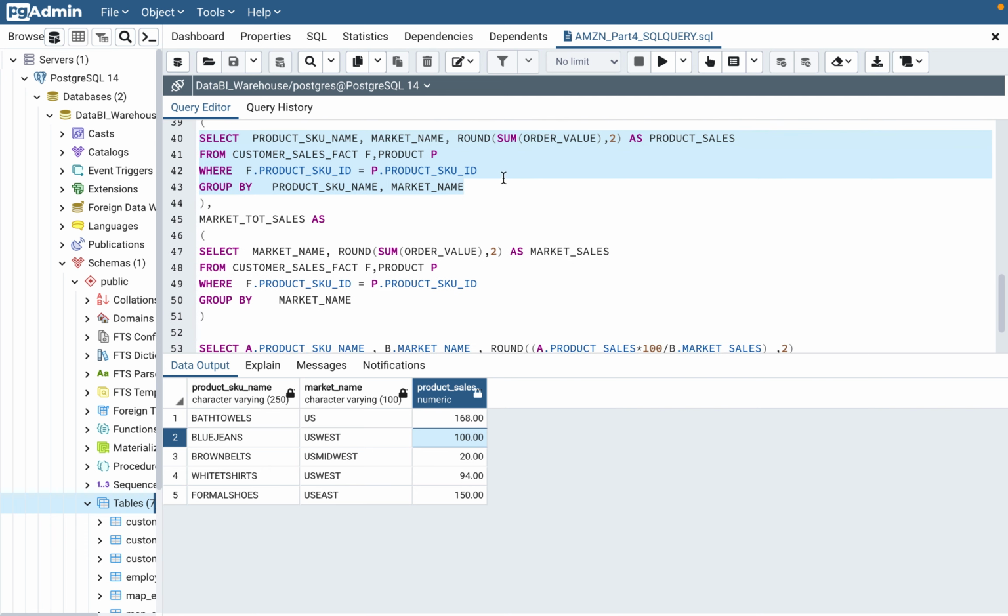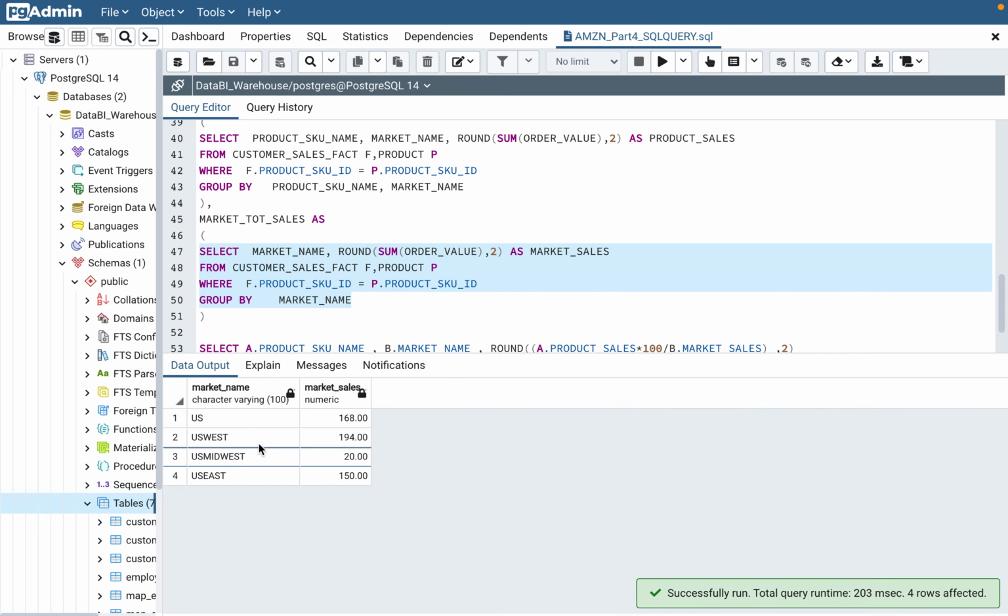So that's why I put it as a round 2. Okay, the next one is, we need to get the total sales of the market, right? So if you see here, it's a group by market because we have to get the sales at the market level only. If you put product here, the query is going to remain the same, which we don't want. We want the sales at the market level. So only put market and then group by market, correct?